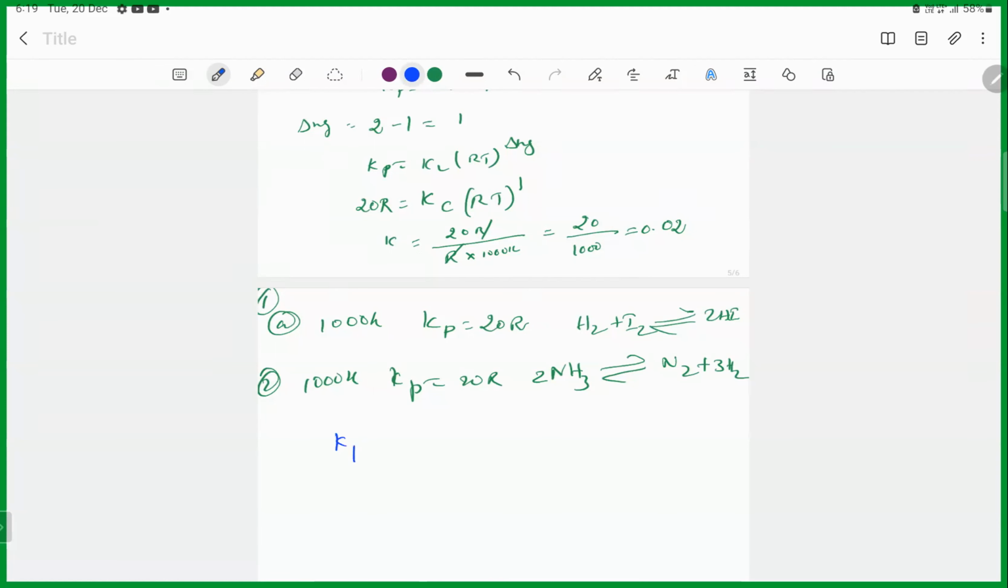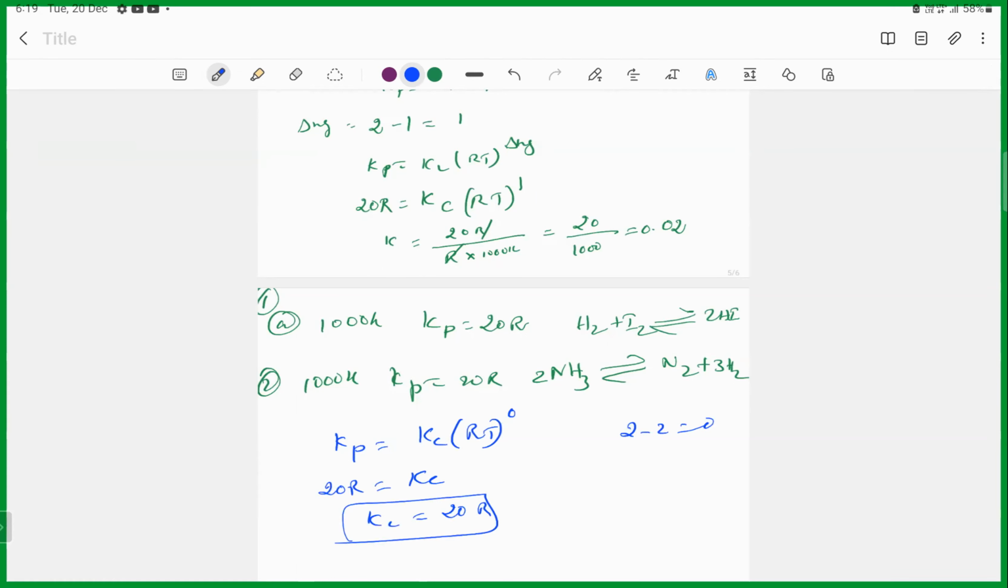Kp is equal to Kc into RT power delta Ng. 2 minus 2, that is 0. Then Kp is equal to 20R. Then Kc is equal to 20R. Correct? Am I right or not? என்னடா நானே கேட்டு நானே பாடம் நடத்தி, என்ன நீங்க பண்றீங்க கண்ணா?